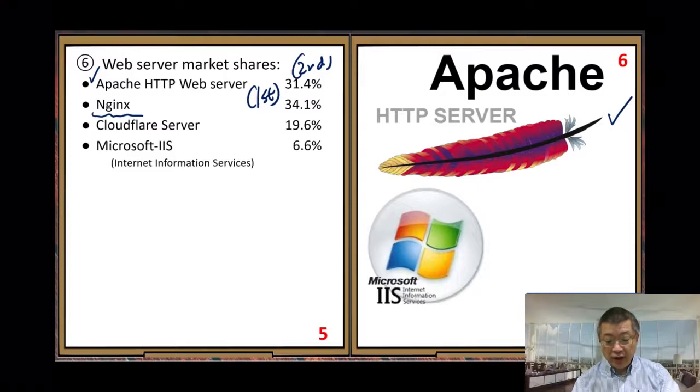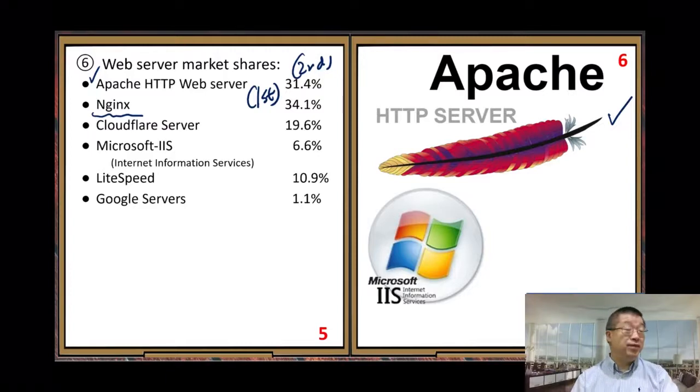The logo is like this, market share going down a little bit. Last year, 8-point-something. So this year, 6.6 something. So going down a little bit. But it is still an important player in the market. LiteSpeed, 10.9%. Pretty big, double digit. The next one, Google server, only 1.1%. Yeah, Google, they have their own web servers.